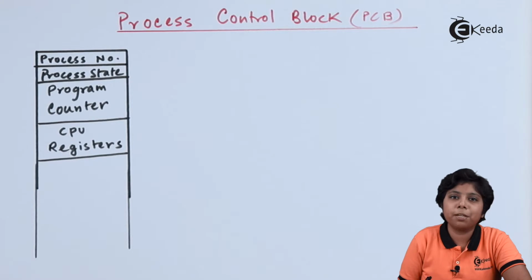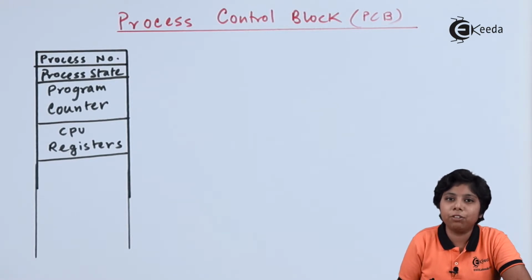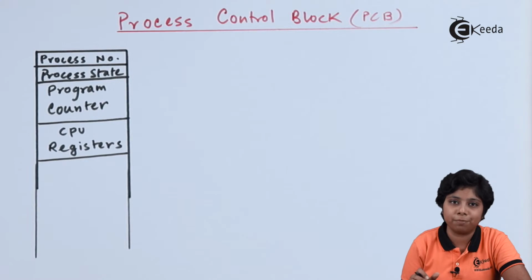The next one is the memory management information. This information includes the value of the base register, the limit register, the page table and the segment table, depending on the memory system which we are using in the operating system.